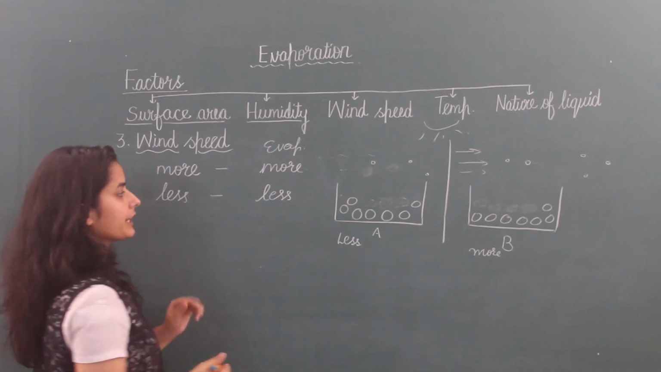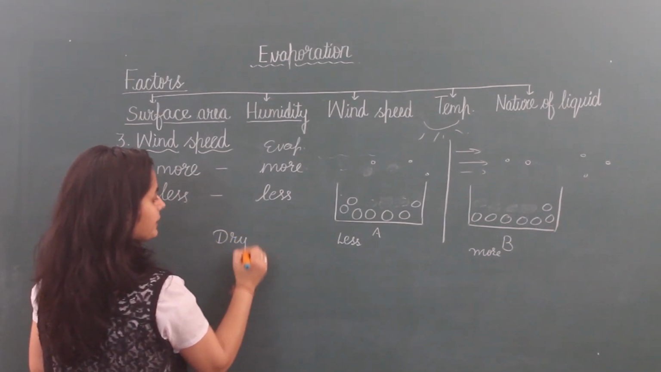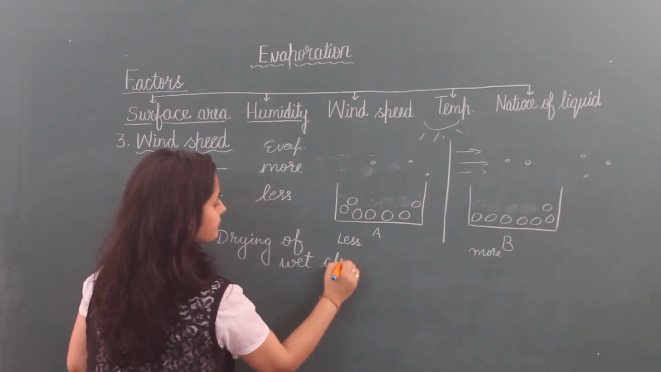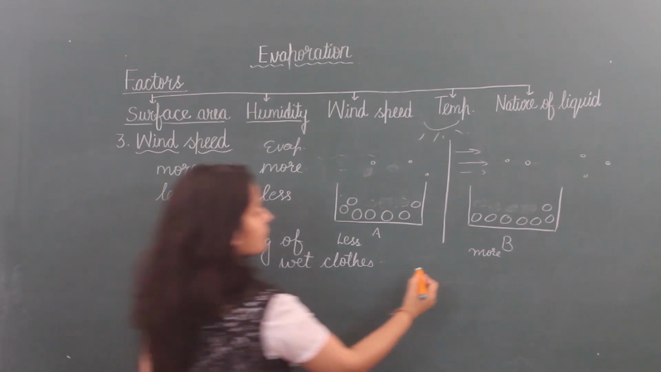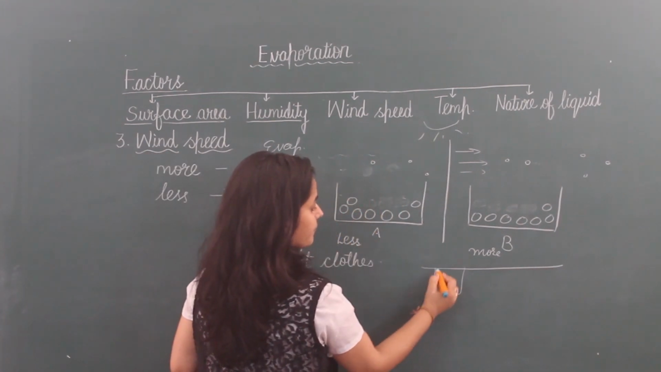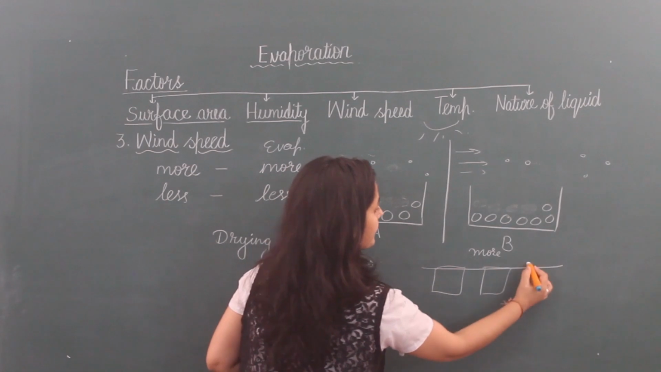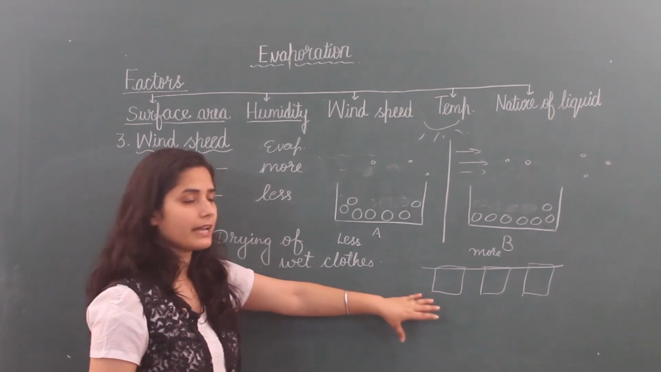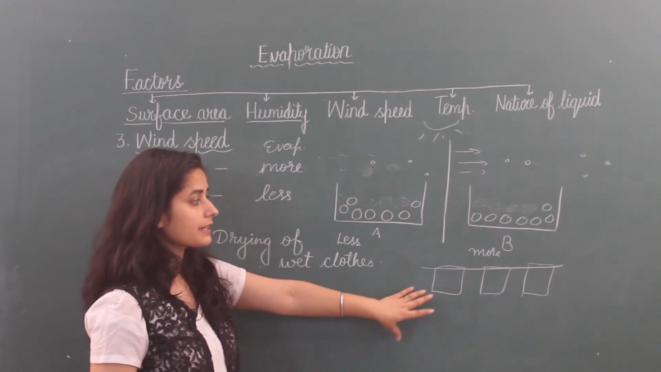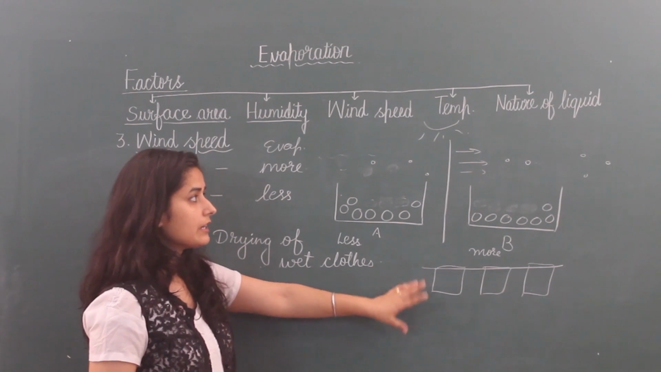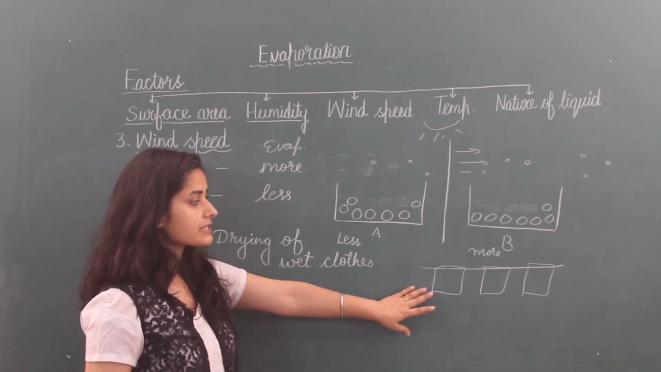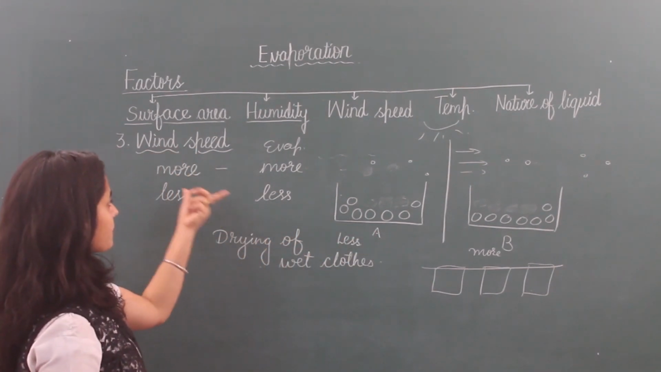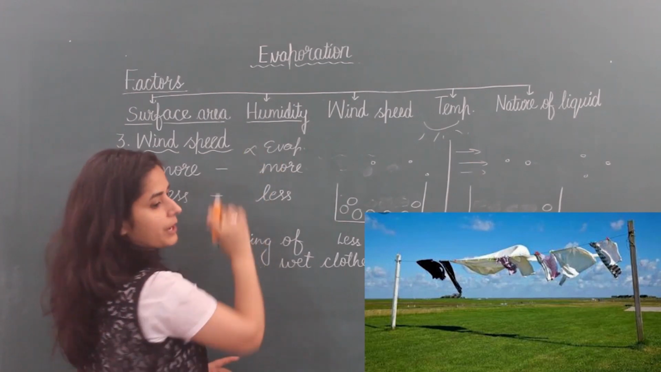From daily life also we can take the example: drying of wet clothes. When we put wet clothes on wire, due to wind, they dry quickly and they take less time. But if humidity is there, rainy season is there, winter season is there, wind speed is less, then what happens? These clothes take a lot of time to dry. So this way you can check wind speed is directly proportional to evaporation.